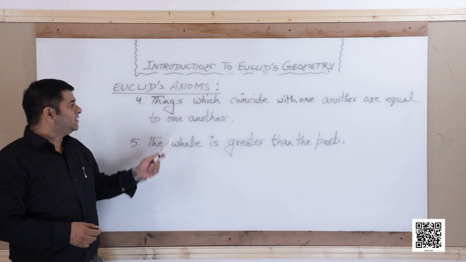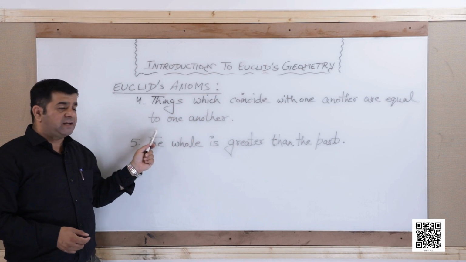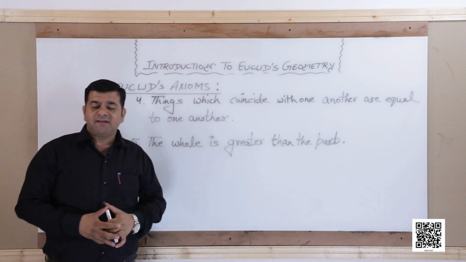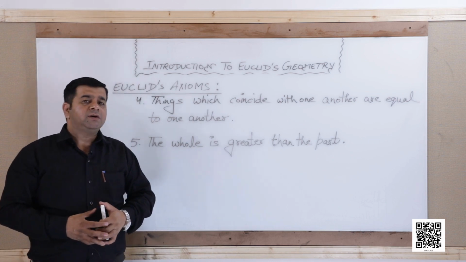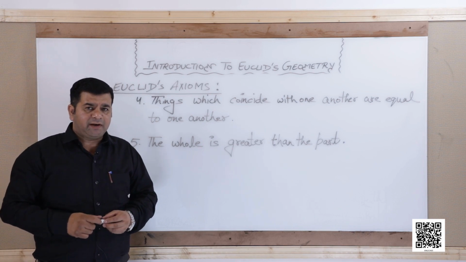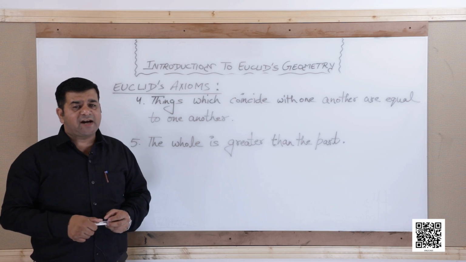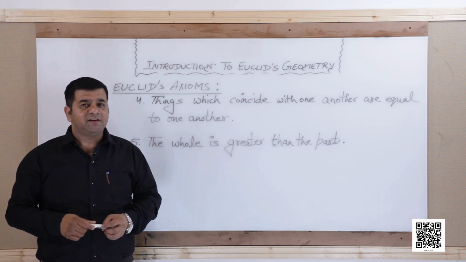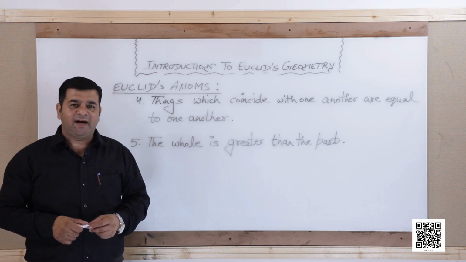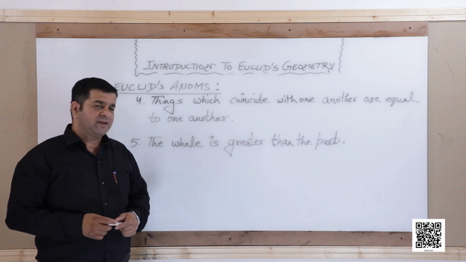Next axiom is things which coincide with one another are equal to one another. Students, coincide means that the two overlap each other completely. It's obvious that if two things coincide with each other, it means they will be equal and same in shape as well as size. We can see some examples.